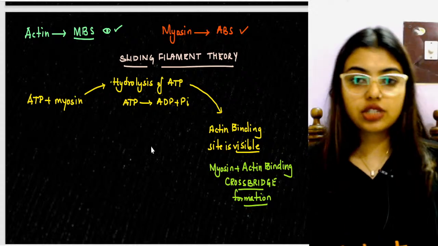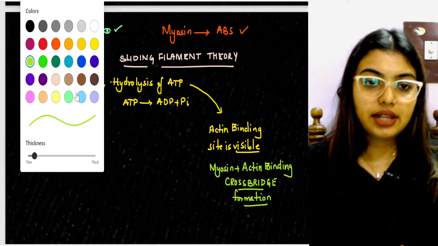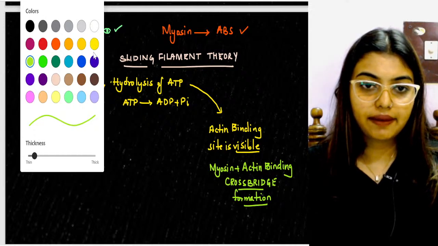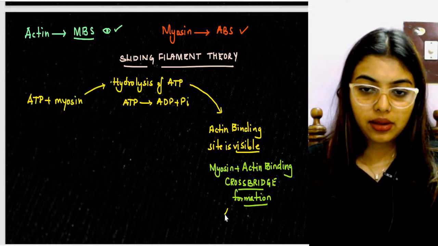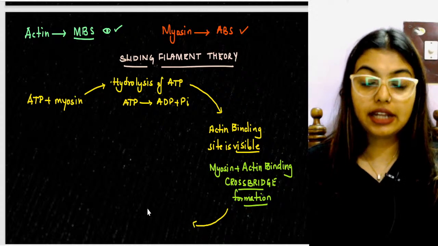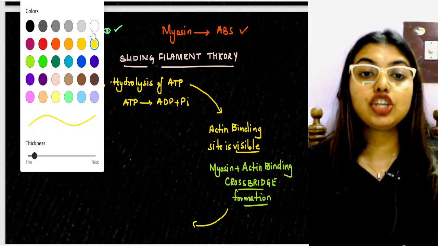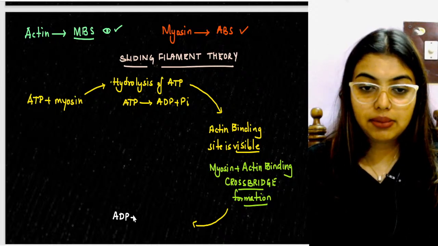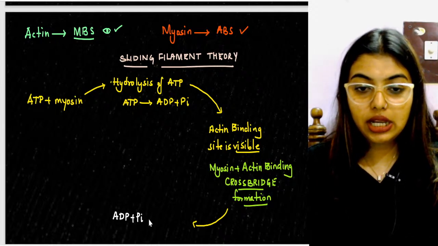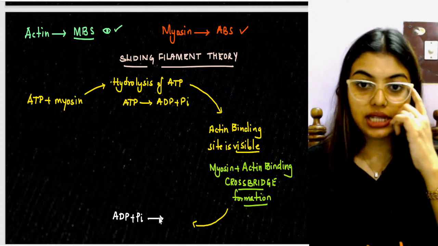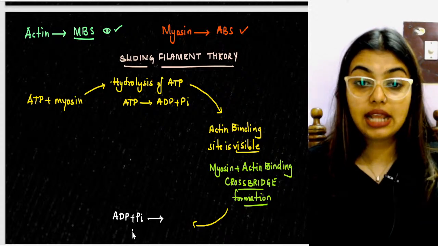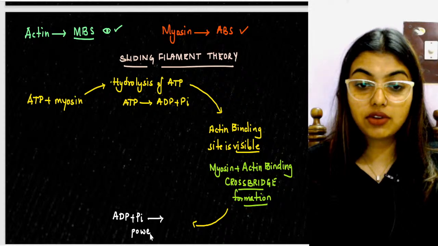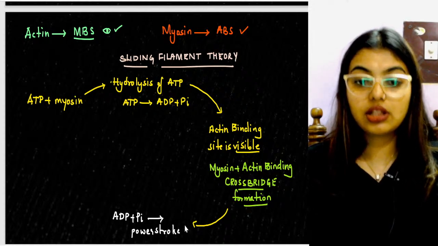Okay, cross bridge formation happened. Now this cross bridge will be planning to continue, but that is when your ADP plus Pi will rush outside the myosin head, and that is called the power stroke.